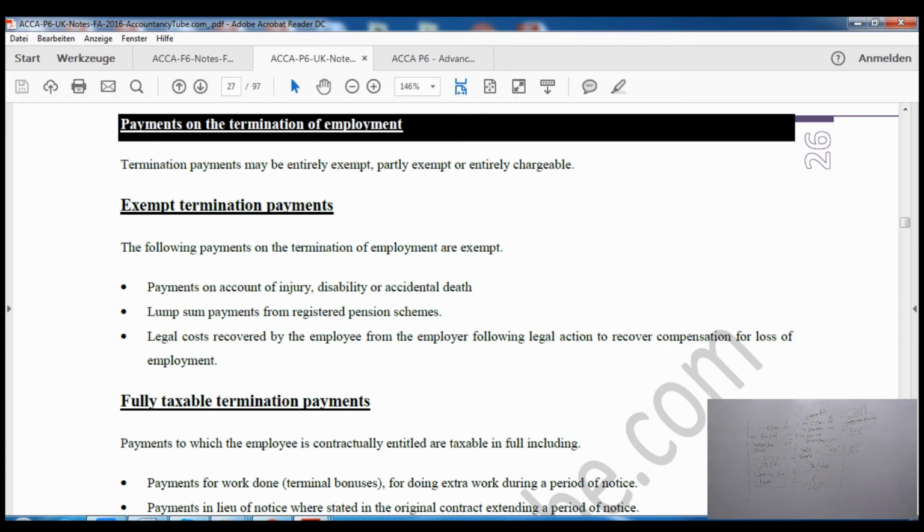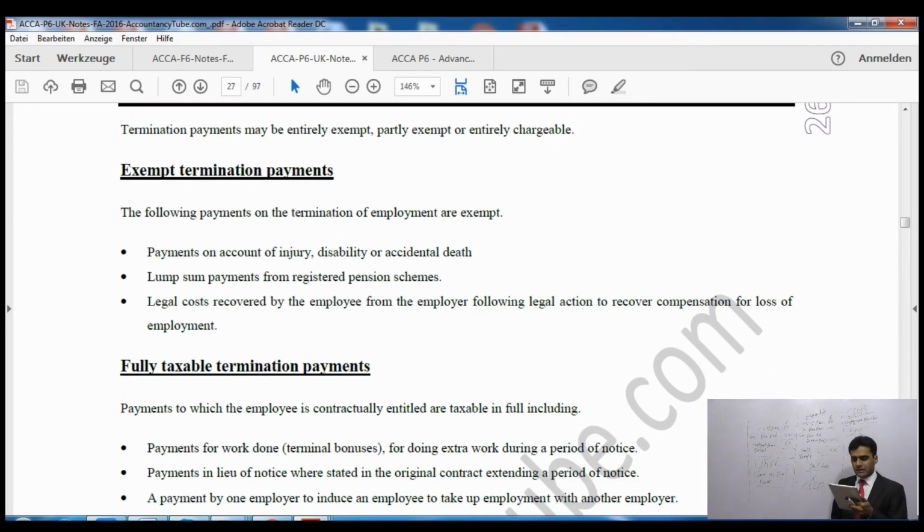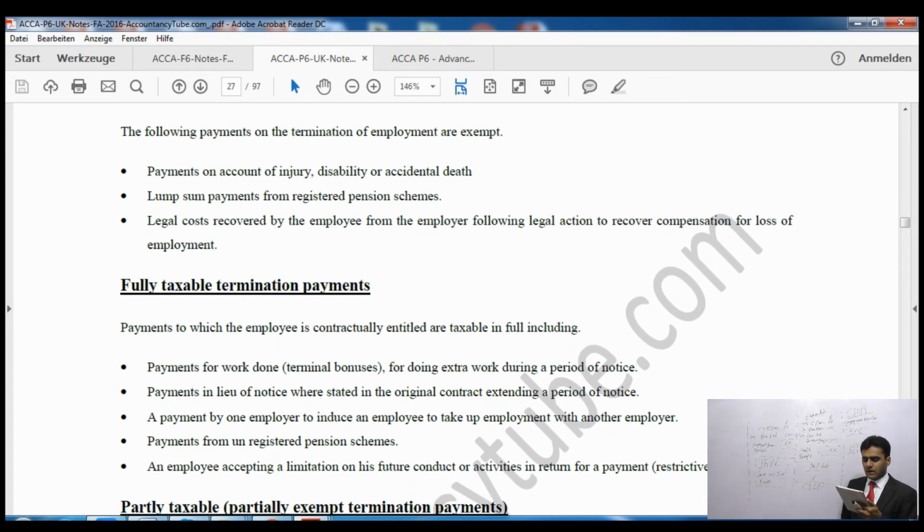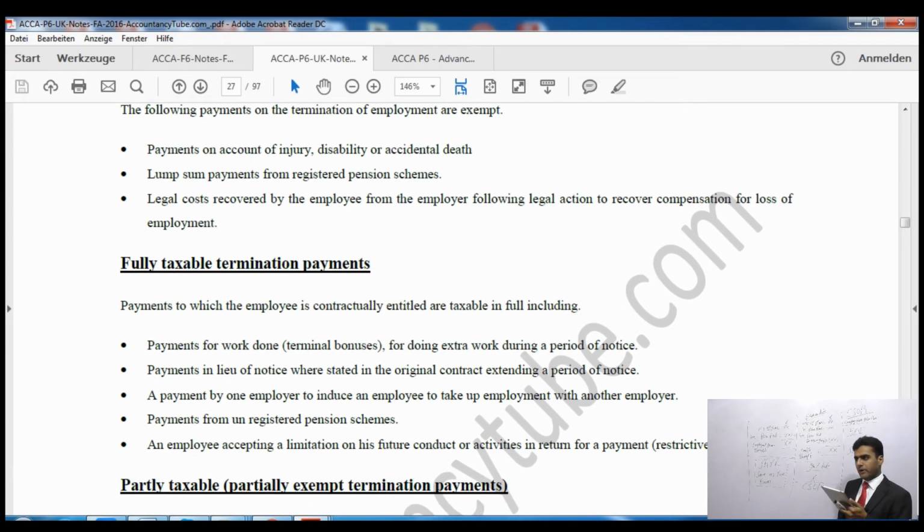Payment for work done, terminal bonuses for doing extra work during a period of notice. Say for example, if your boss gives you extra work and he gives you some payment on that, that will be fully taxable. Payment in lieu of notice, as stated in the original contract, extending a period of notice. Say for example, if your boss asks you to stay late during a period, that will also be taxable.